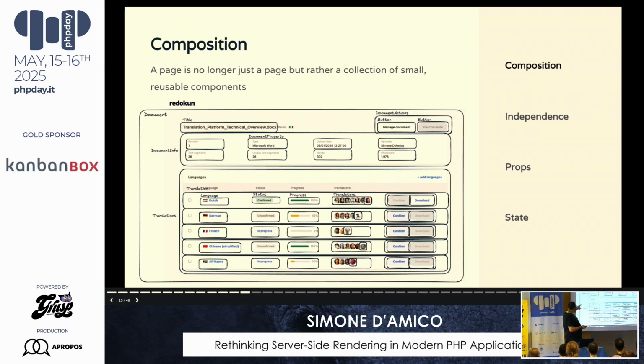As you can see from this example, I try to reproduce in PHP the Redokun application, and I will talk about this in a few minutes. But here you can see there are a set of components. We have a main component, which is the document. Then we have a component for the title, for the table, which contains the languages in which the document has been translated, and so on. So starting from the bigger picture, you can start splitting the page into small and reusable components.